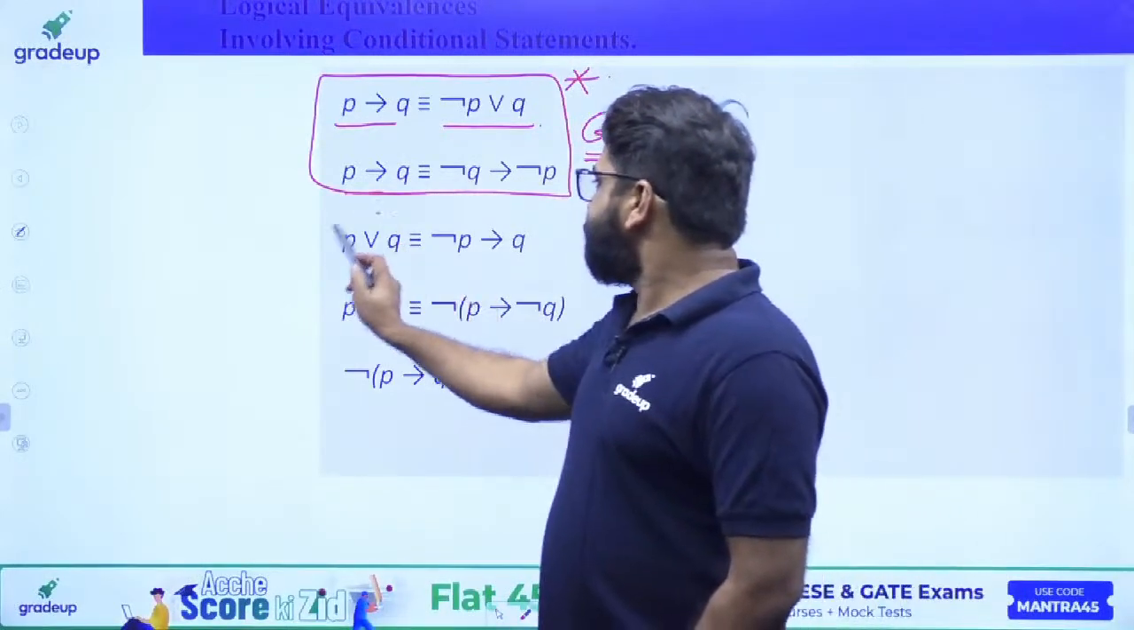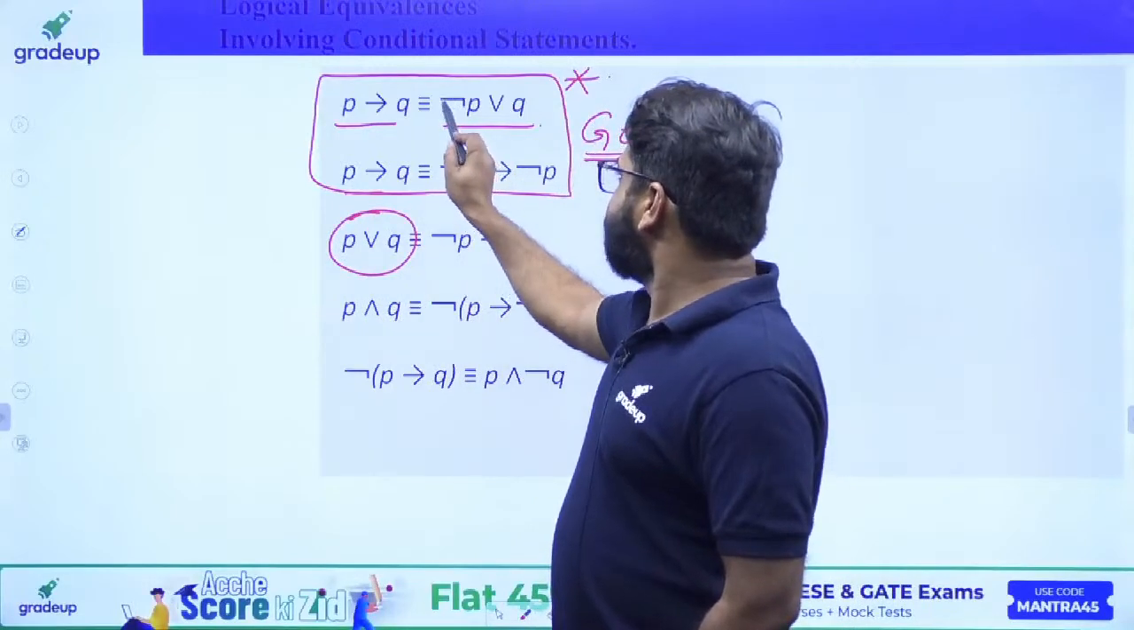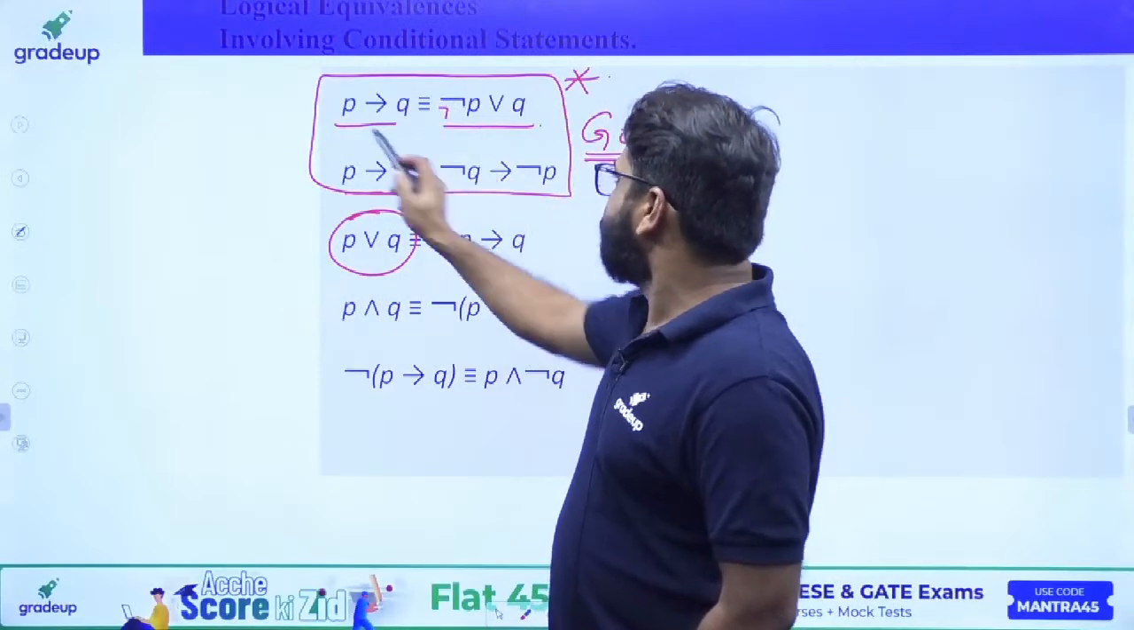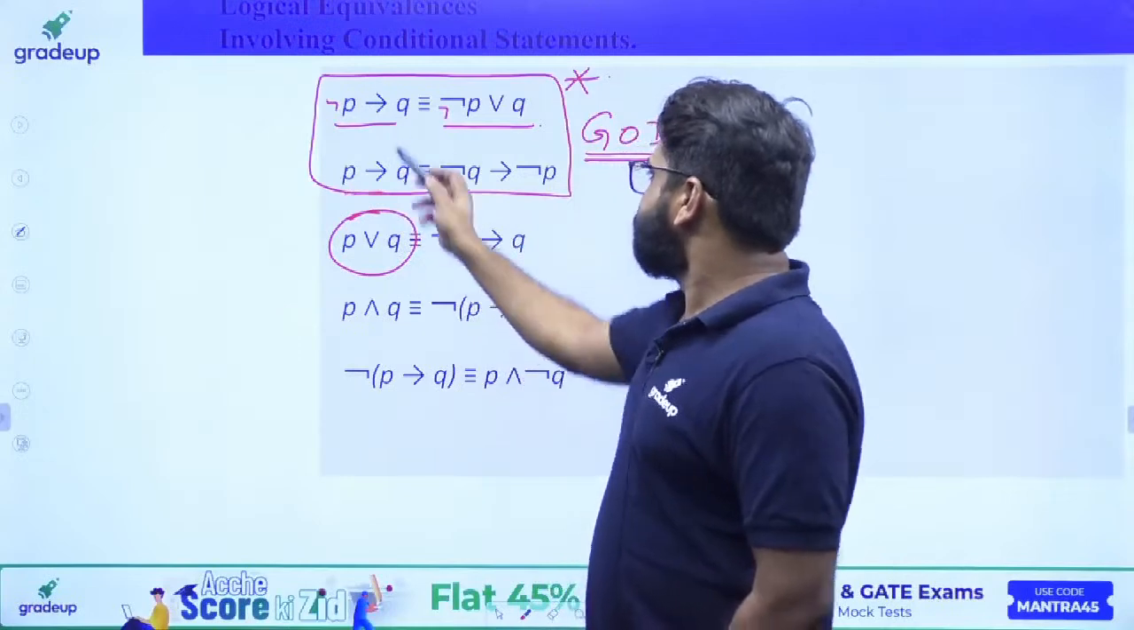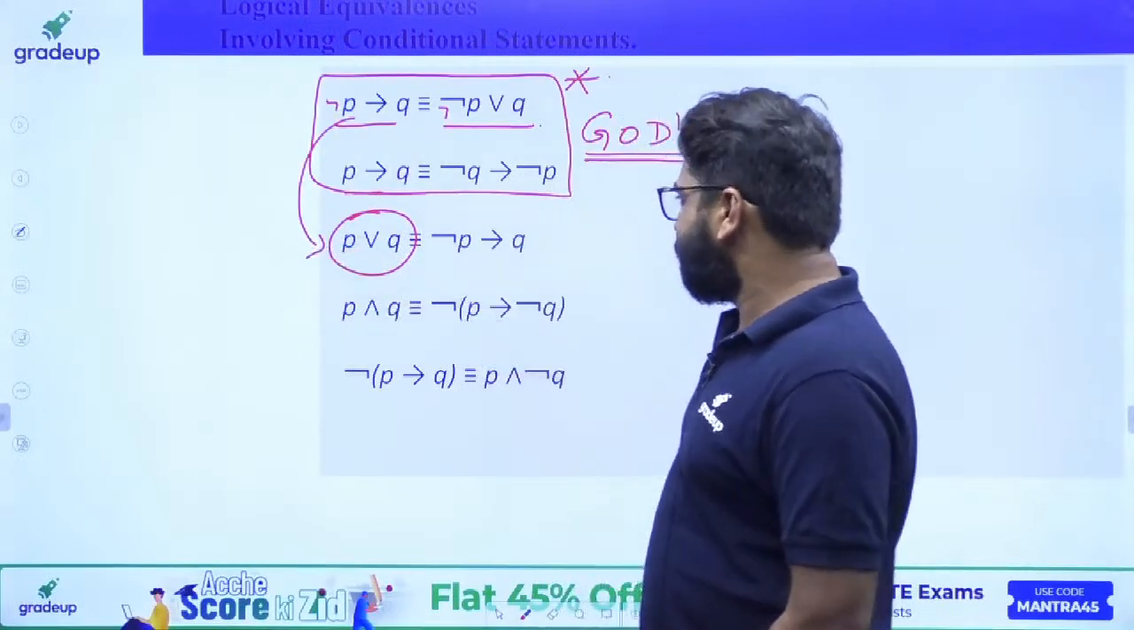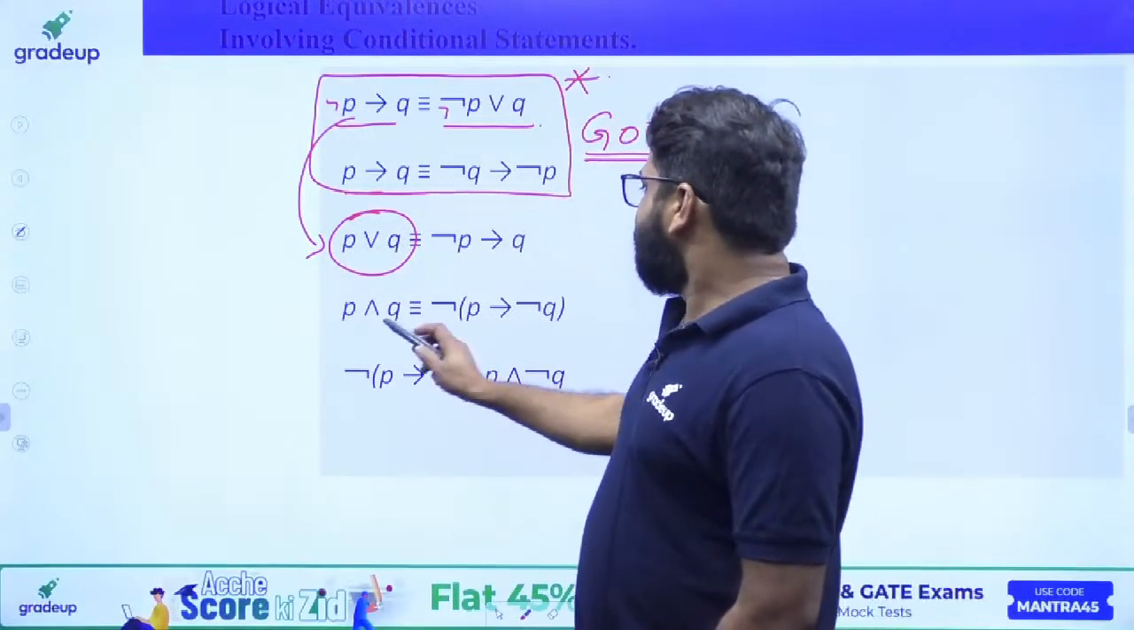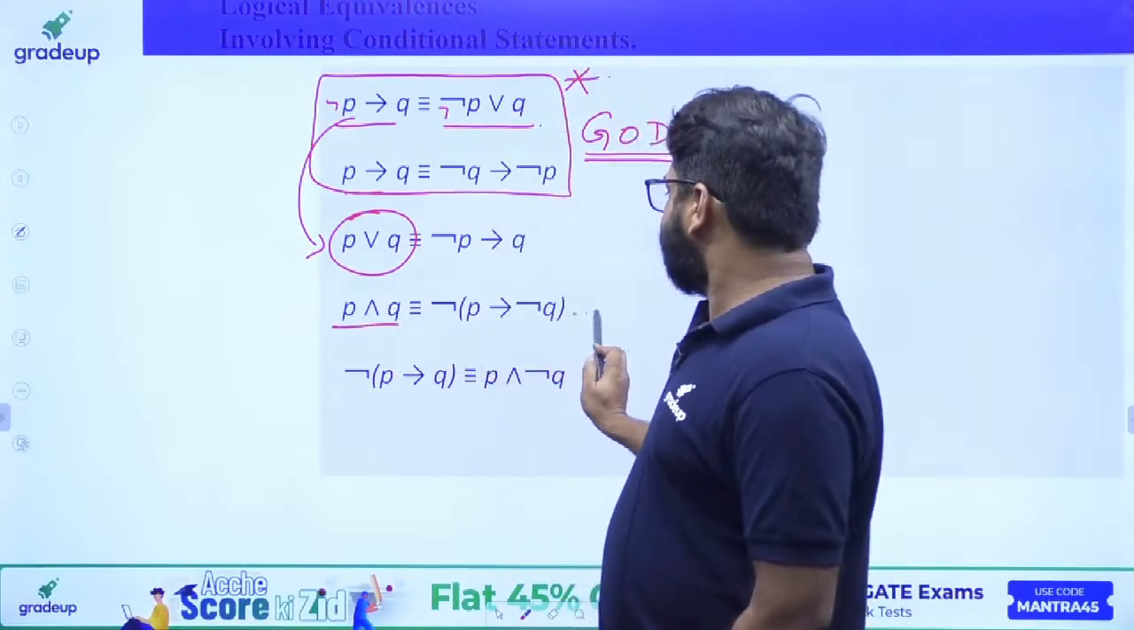Here you will have a P or Q. So what will happen if you put one more negation here, it will become P or Q. That means the negation will be here. So actually it is the same as this. You don't have to do anything. Now here you will be getting P and Q. Now this you can solve.